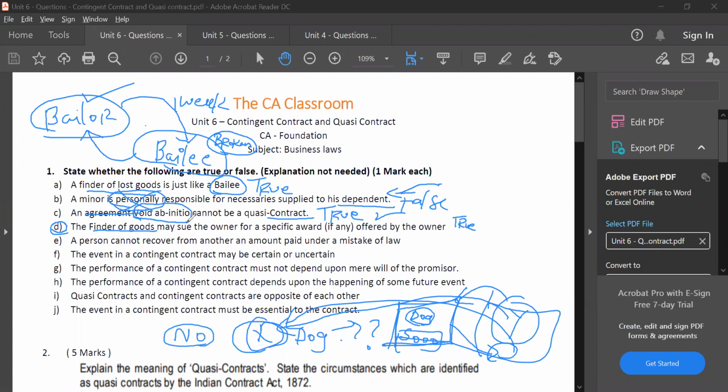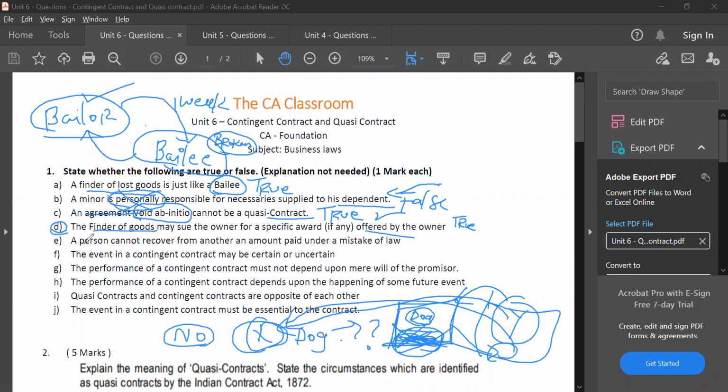A finder of lost goods may sue the owner for a specific award. What is the specific award here? 5,000. It is offered by the owner, therefore he can sue. Second case, what if 5,000 is not mentioned here? They just said the dog is missing, can you please find the dog? Then Y will go and return it. He cannot ask for any money unless X gives money on his own.